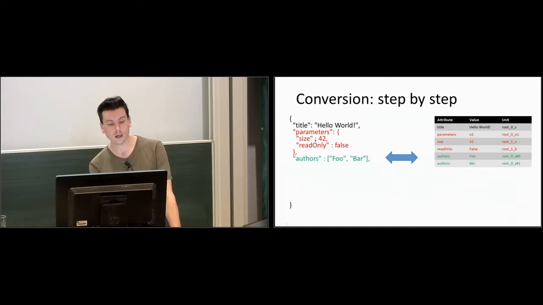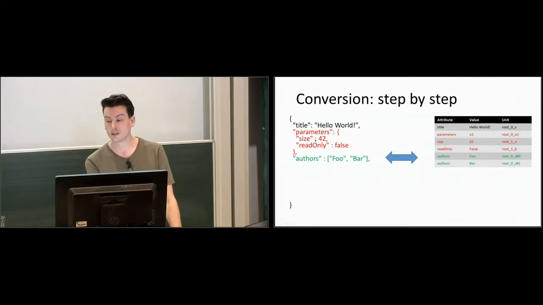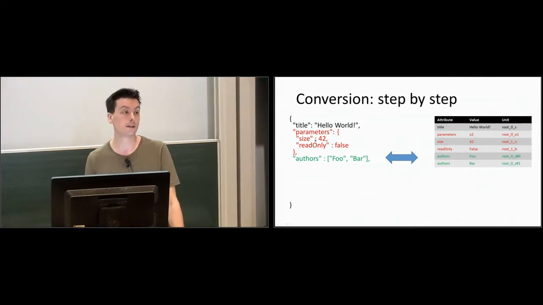So an array. So 2 authors on this, and so here again we use the attributes and the value is the same, but then the unit, using this hash and the number, indicates the array index.